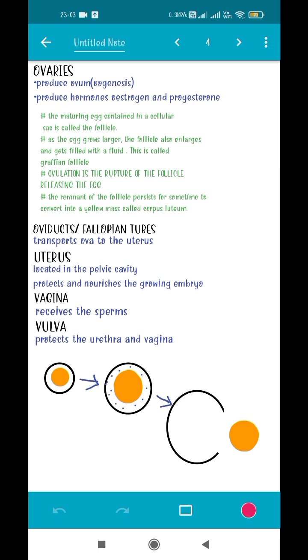Now there are other structures. First of all, the oviducts or the fallopian tubes. They help in transferring this ovum to the uterus.